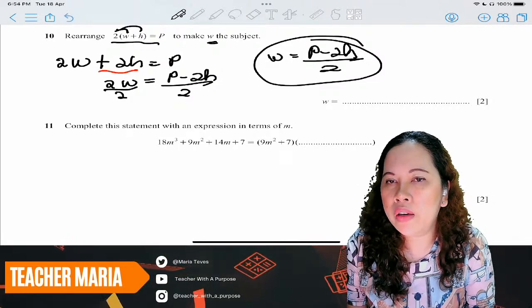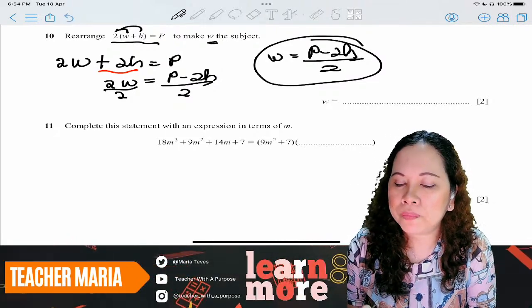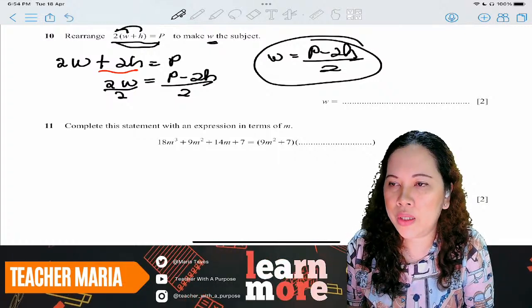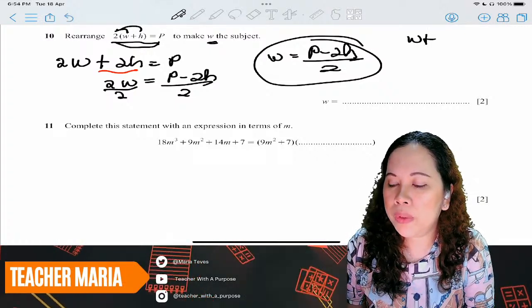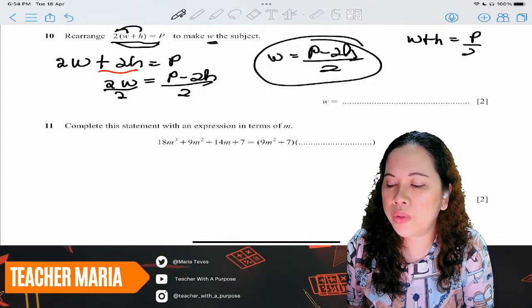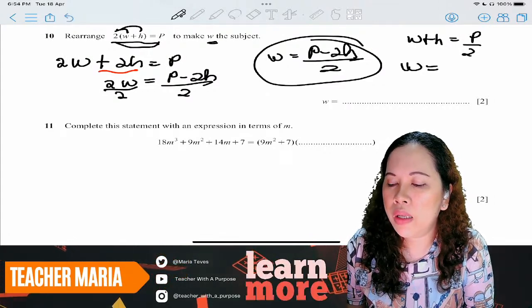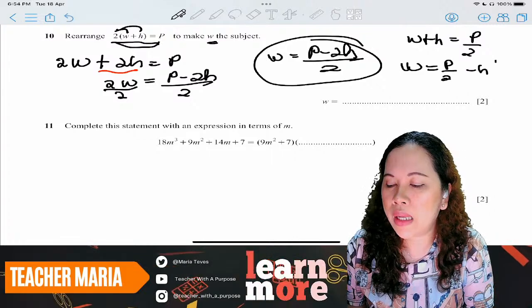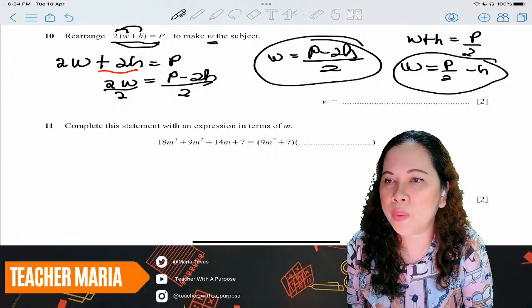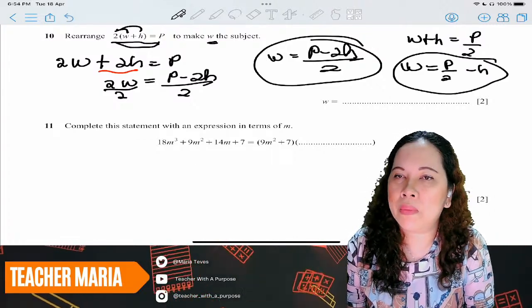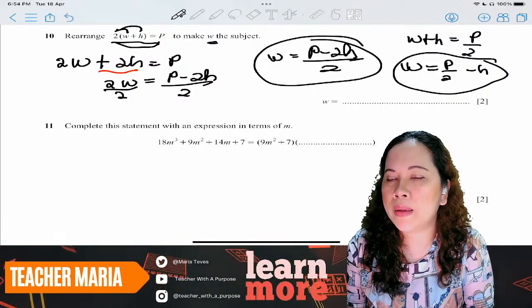The other way of doing this would be to transfer the 2 first. So that will be W plus H equals P over 2. And then W will be P over 2 minus H. This is another way of doing it as well. That will be the same. Both will be correct answers.